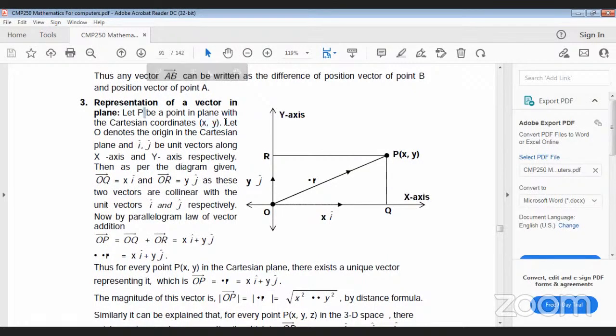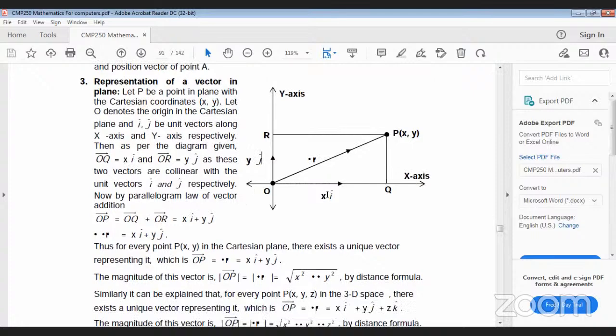Let P be a point in the plane with Cartesian coordinates x and y. Let O denote the origin in the Cartesian plane, and i and j are unit vectors along the x-axis and y-axis. So OQ will be xi, OR will be yj. These two vectors, one going towards the left and the other going upward, are not going to intersect each other, so they are collinear with the unit vectors i and j.